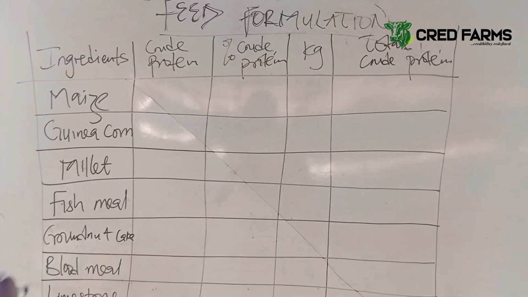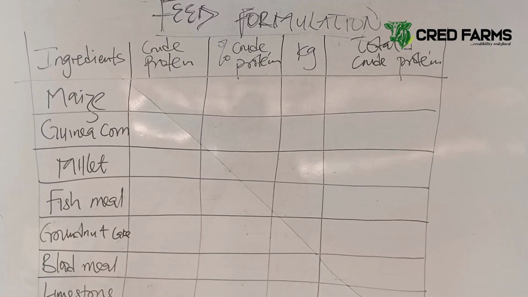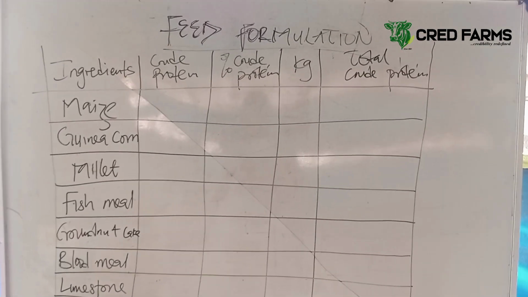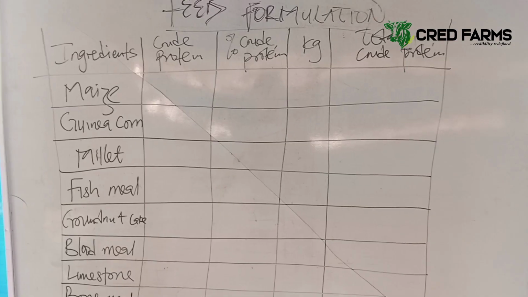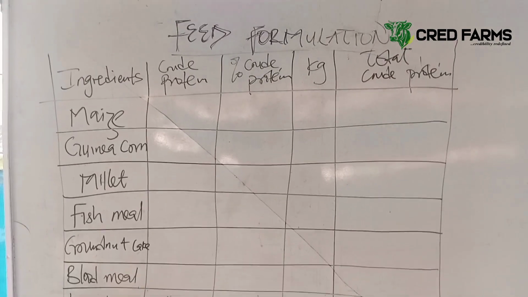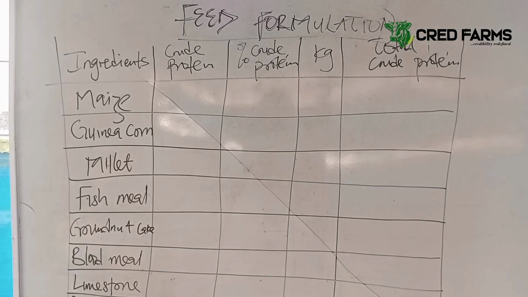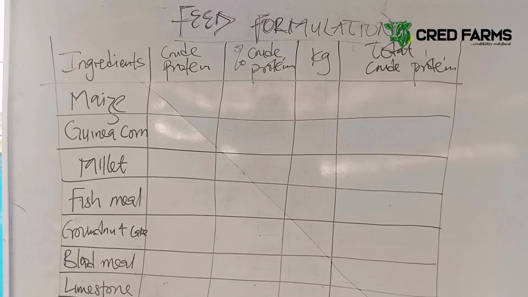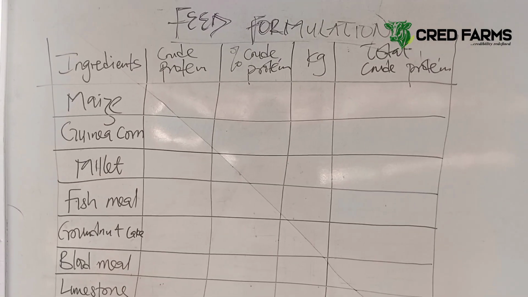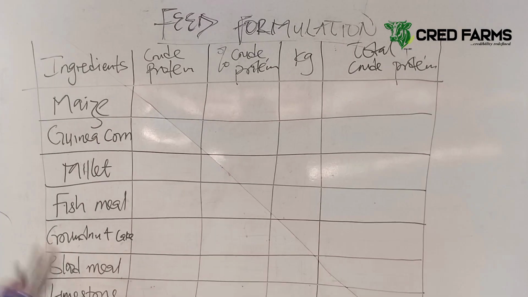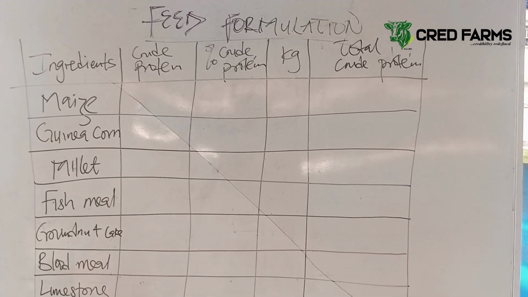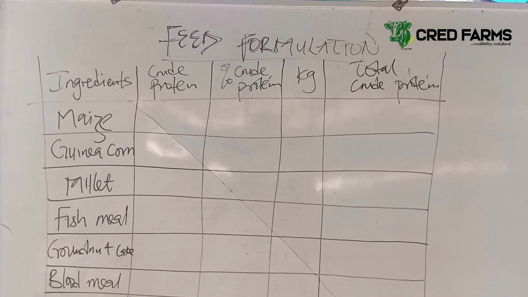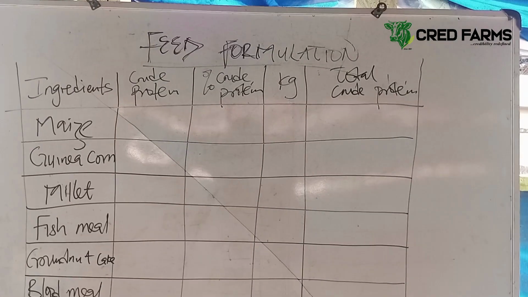After ingredients, you have this crude protein, and this crude protein is the amount of protein in each of the feed stuffs, each of the ingredients. Most times it is predetermined, more like it's known already, it's calculated. So it's almost fixed. For maize, you have a particular crude protein. For guinea corn, it's known, so there's nothing you are going to do there. Whatever feed stuff you are using, you need to know the crude protein before you can formulate feed with it.